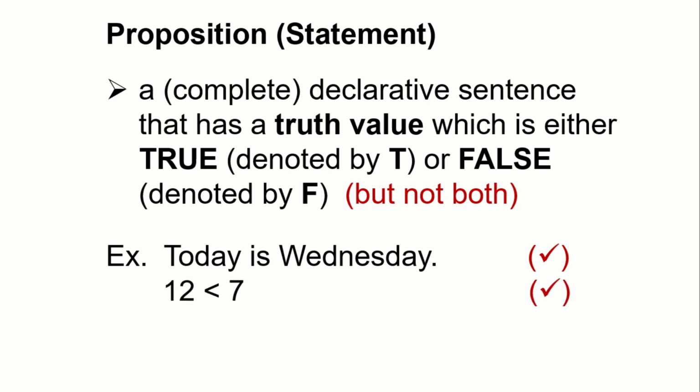12 is less than 7. Of course, this is a declarative sentence, but it is a false statement. Although it is a false statement, it is still a proposition. Remember, it has only one truth value, which is false. So a declarative sentence with a false truth value.